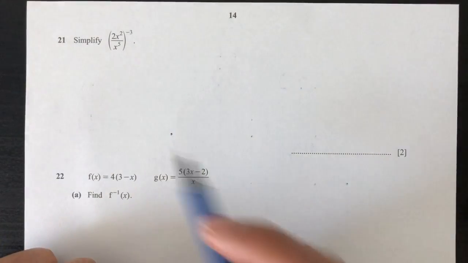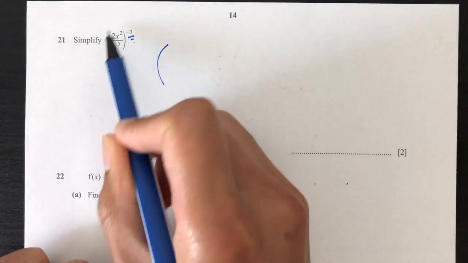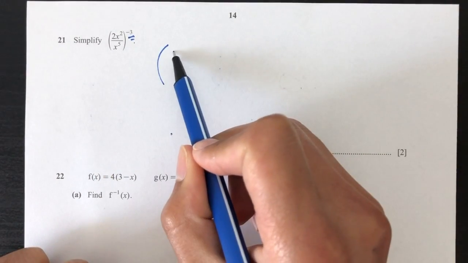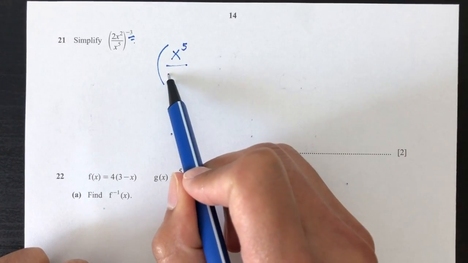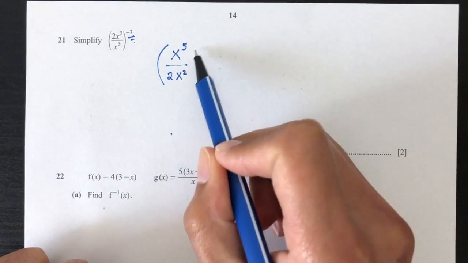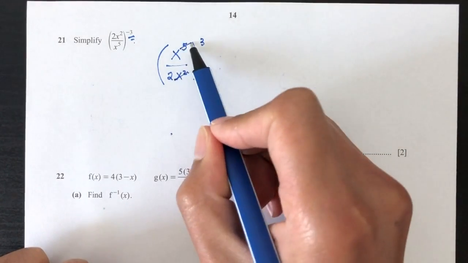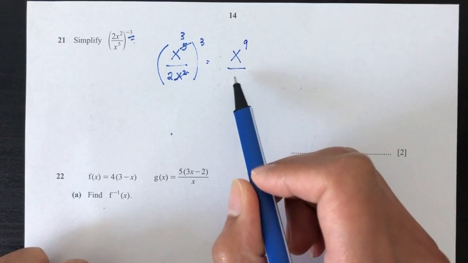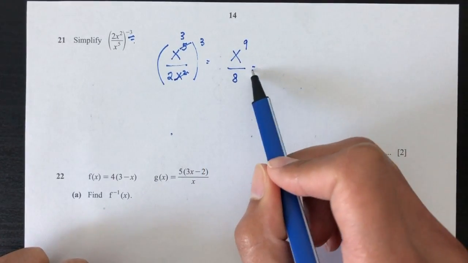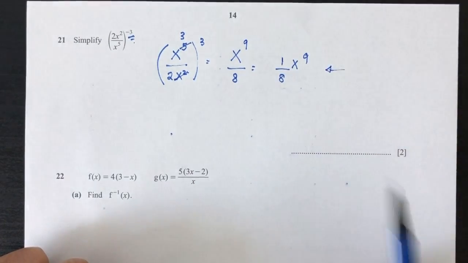Simplify this one. Since the power is negative here, we can change this to positive. So we have to flip the inside upside down. That will be x to the 5 and 2x squared to the 3. Now we'll simplify. X squared to the 3 becomes x to the 9 here, and 2 to the power 3 will be 8. So 8x to the 9 will be your answer.